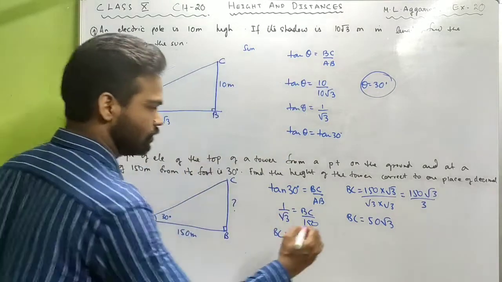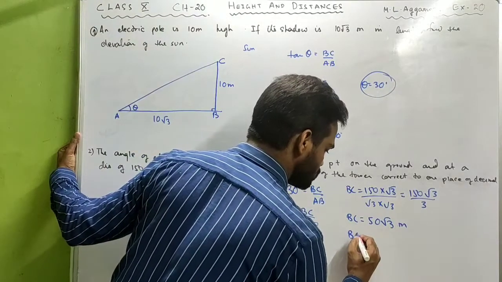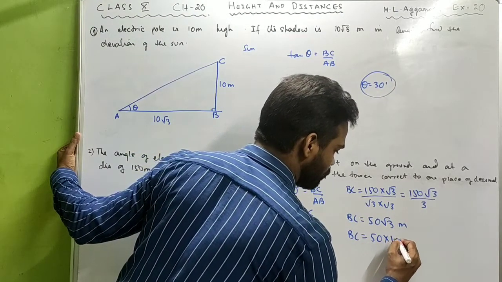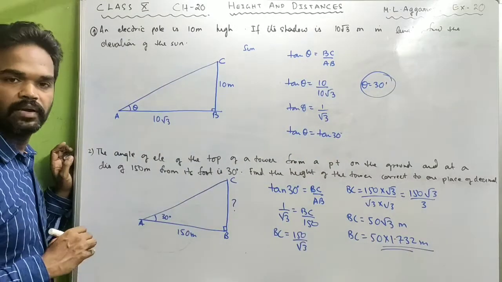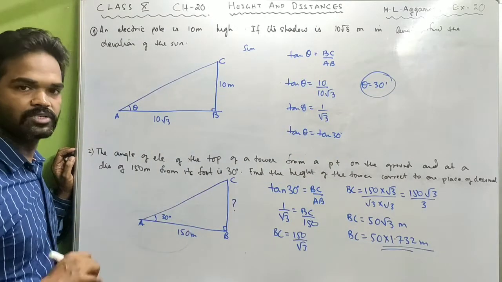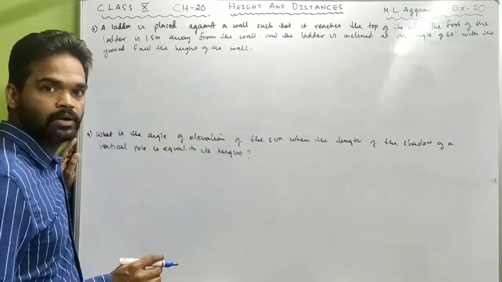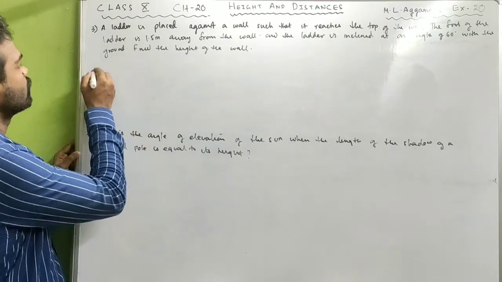We know the value of root 3. So BC will be 50 into 1.732. You calculate this. Is it clear? Now let us look at the next sum. Now look at sum number 3.